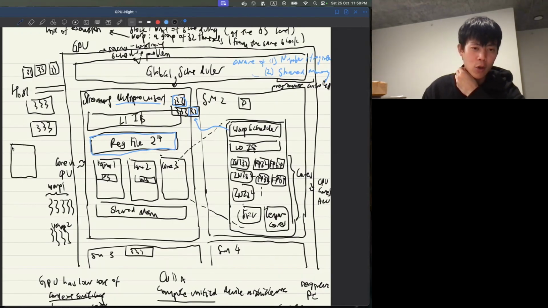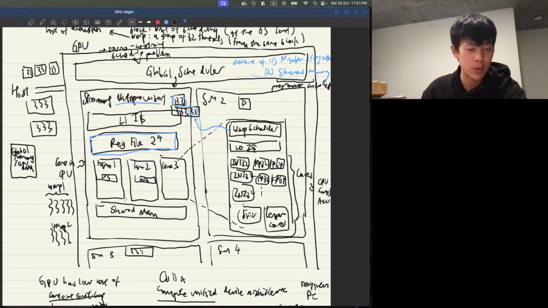So we have this global memory that I don't have enough space to draw, but we have this global memory, or we call it the GPU RAM, right? This is also called the GPU RAM. Basically, this GPU chip has shared memory. It is controlled by the programmer.